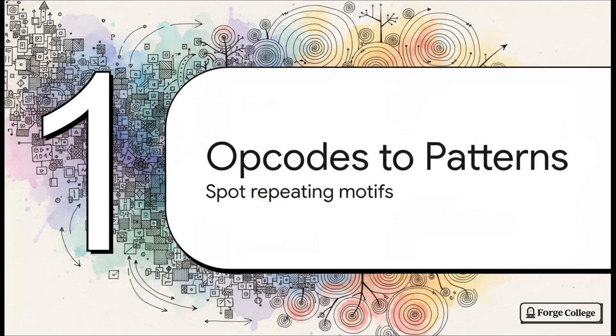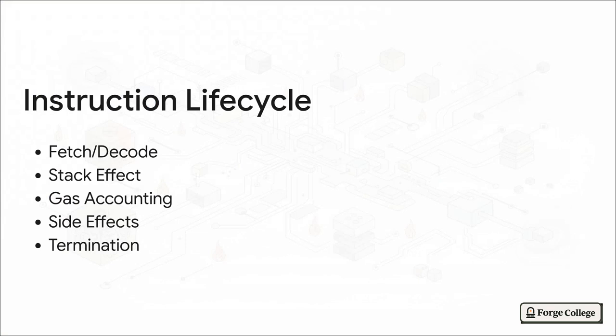Let's get into it. From opcodes to patterns, and spotting those repeating motifs. If you've ever looked at a raw execution trace, you know it's basically like reading the code from the matrix. It's totally overwhelming. But instead of treating every single opcode like some novel, isolated event, you gotta look for the foundational instruction lifecycle. Every single instruction fetches and decodes the opcode, updates the stack, charges gas, performs side effects, and finally reaches termination. Once you internalize this deterministic cycle, the entire trace stops looking like a random wall of text and starts looking like a highly predictable machine.